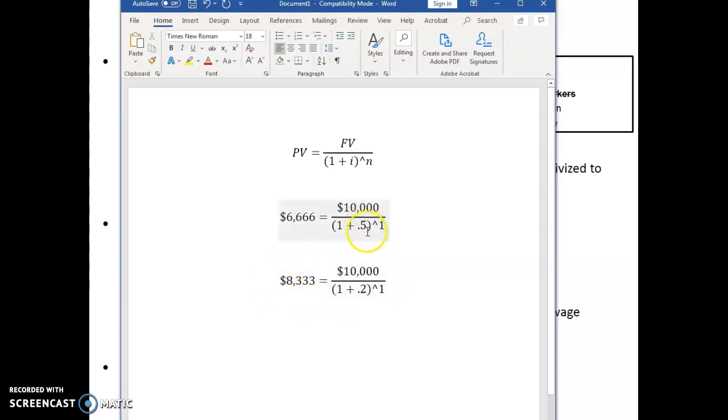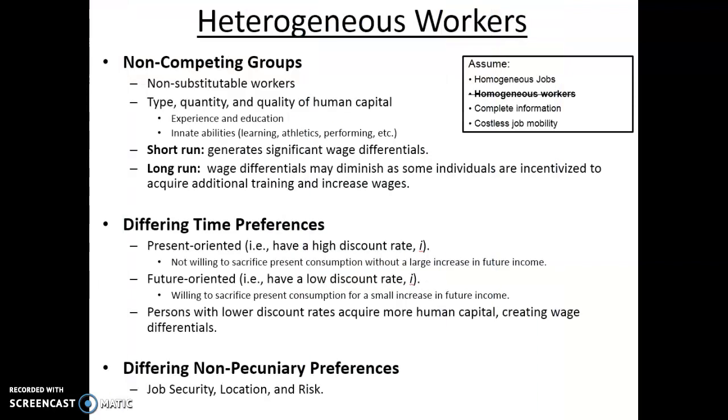Notice as the discount rate goes down, we move from a present-oriented person to a future-oriented person, just meaning that they're attaching more value today on that future return. So persons with low discount rates acquire more human capital, and they're the type of people that are going to make more money.